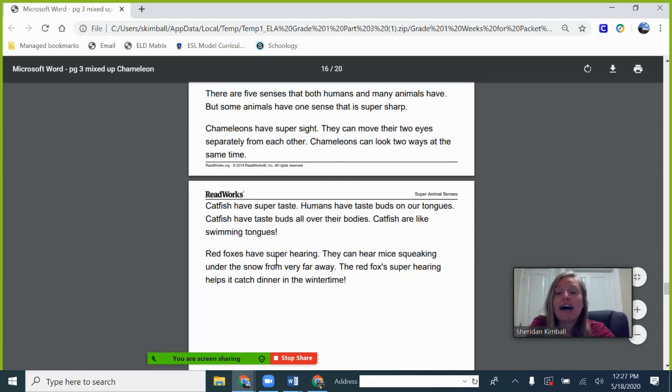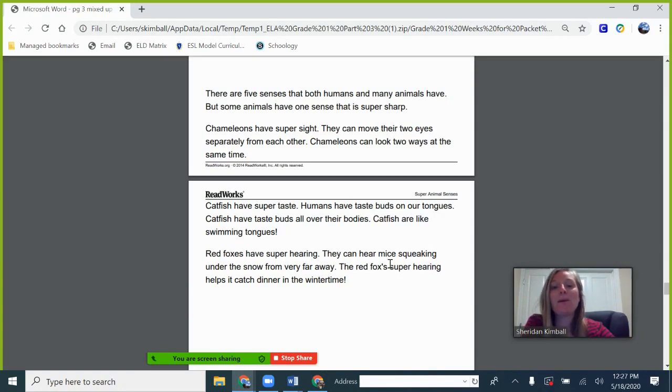Red foxes have super hearing. They can hear mice squeaking under the snow from very far away. The red fox's super hearing helps it catch dinner in the wintertime. Ooh, so cool. So different animals have different senses that are better than others.